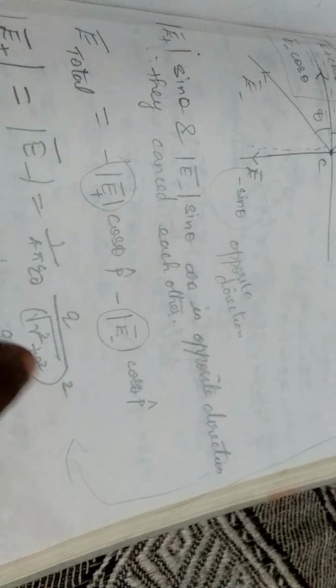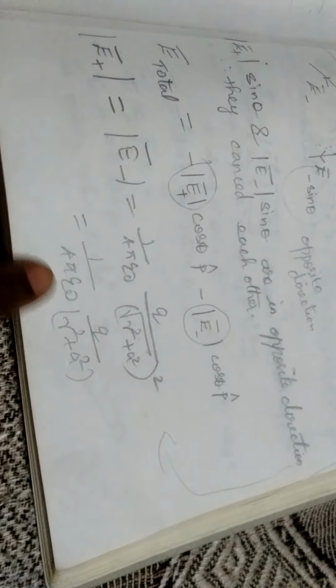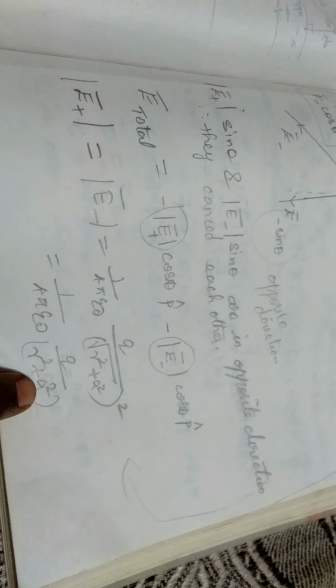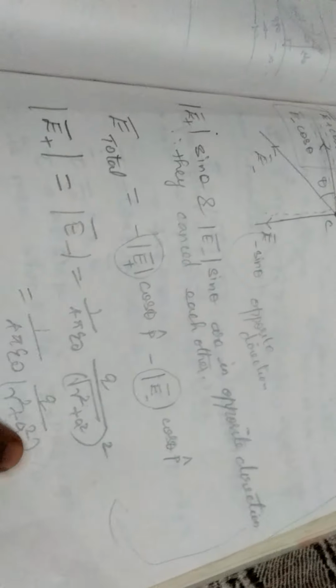So this value is the root of R squared plus A squared, whole squared. The whole power of square means the root is cancelled. So it is 1 by 4 pi epsilon naught, Q by R squared plus A squared. This is the modulus of E positive or E negative.